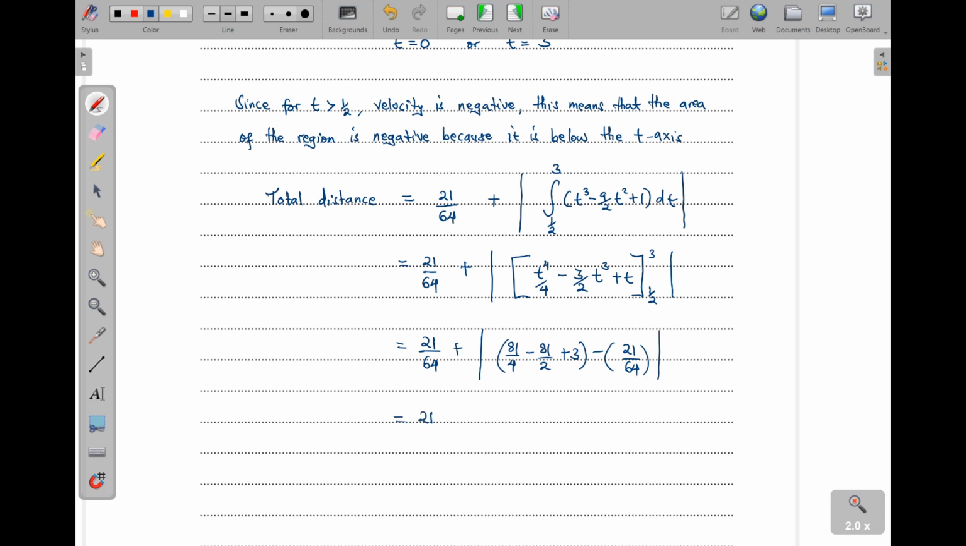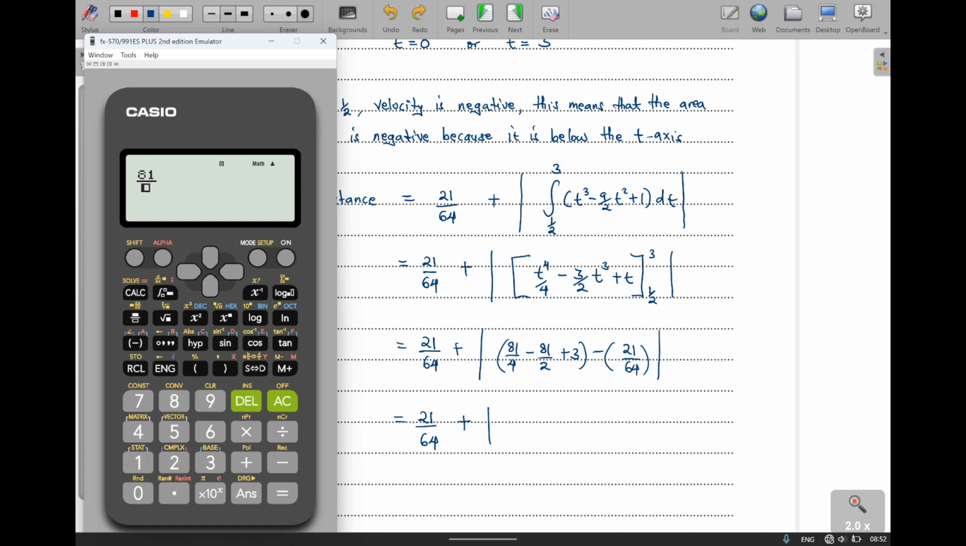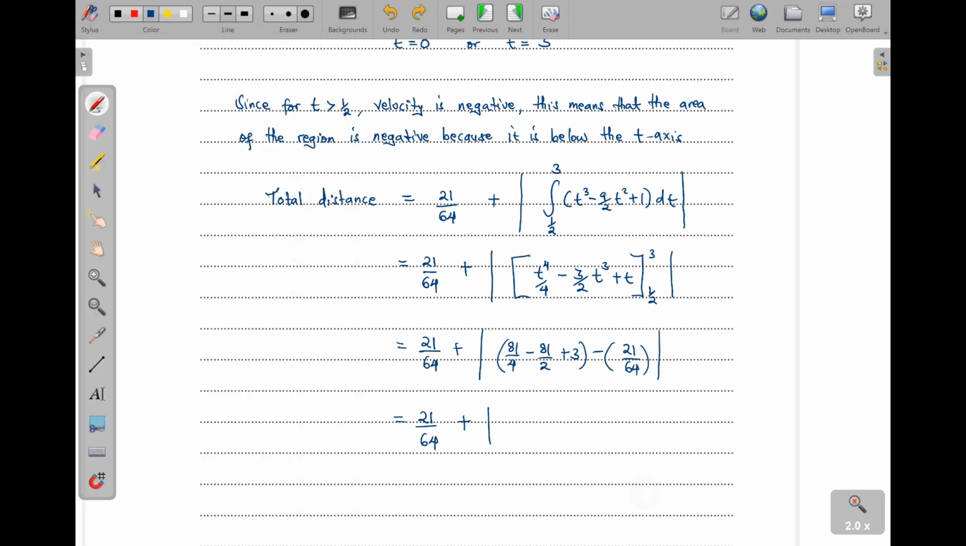So here we have 21 out of 64, then plus the modulus. What is the whole of this together? 81 out of 4, then minus 81 out of 2, then plus 3, then minus 21 out of 64. This one gives us negative 1125 out of 64. So do you see that this one gives us a negative? That's the region which is below the t-axis. So just make this one positive. The modulus signs make it positive.